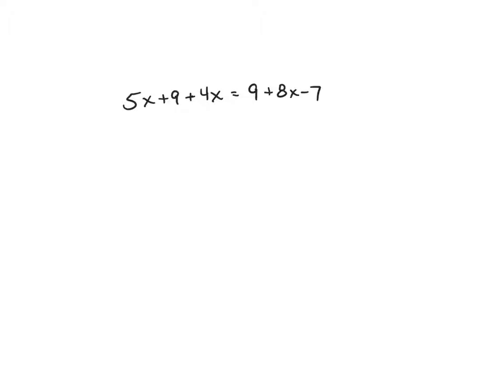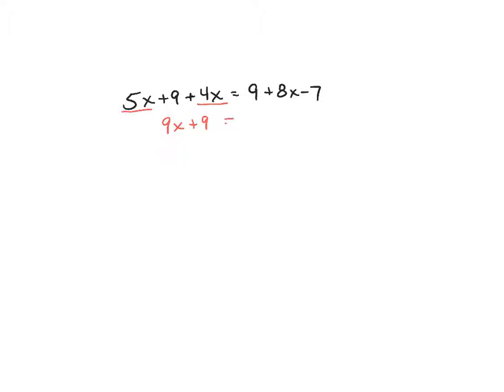You can see that on the left-hand side, I have 5x plus 9 plus 4x. One of the things that you need to do whenever you're solving equations is, first of all, see if you can simplify either of the two sides. And I can, because I have a 5x plus a 4x. I can combine those terms because those are like terms. So I'm going to rewrite that left-hand side. 5x plus 4x gives me 9x. I have 9x plus 9. I cannot combine the 9x and the 9 because those are not like terms.